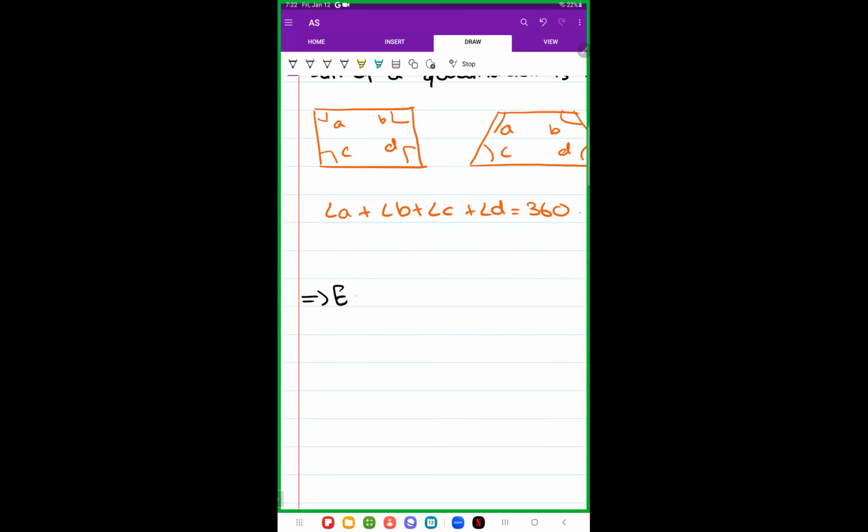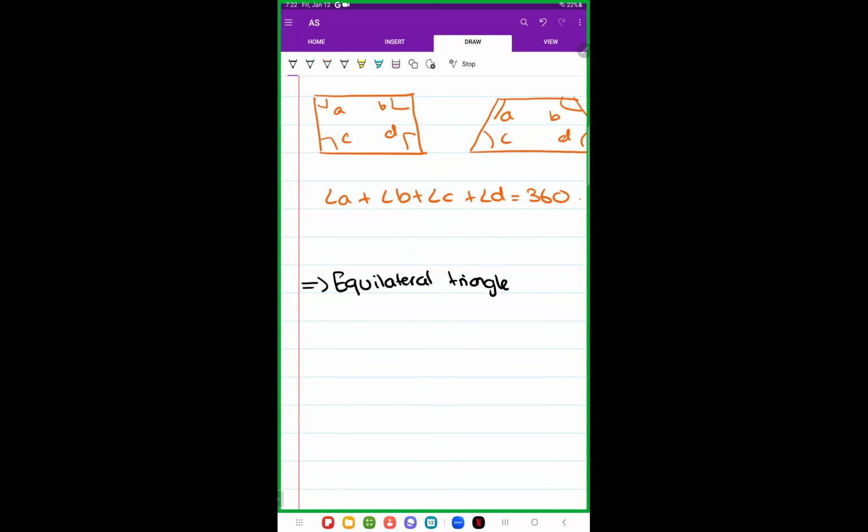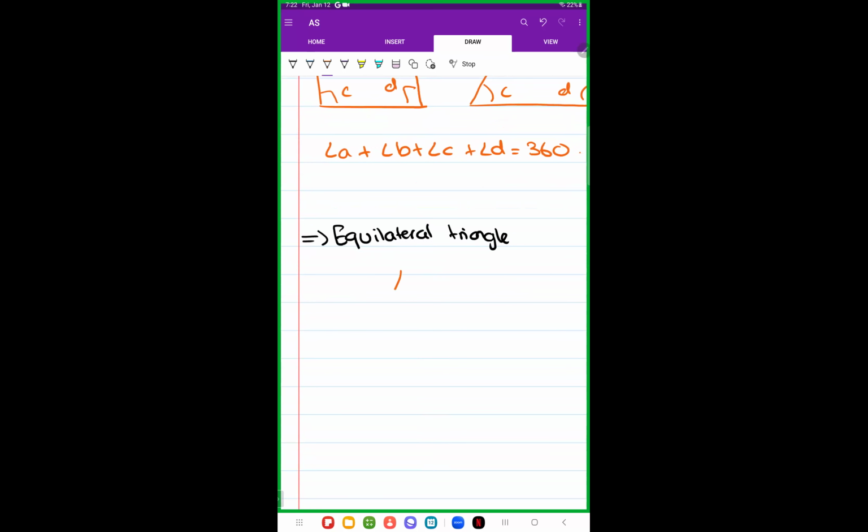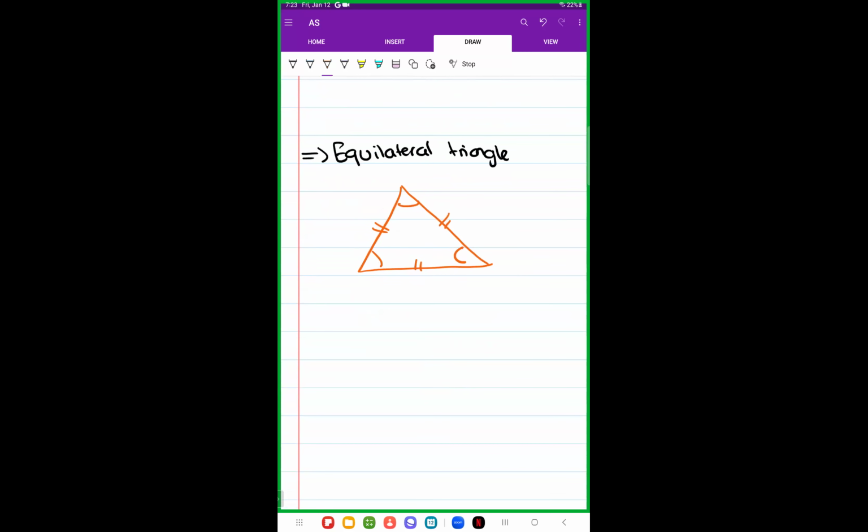Do you know what an equilateral triangle is? Yeah, a triangle with all equal sides. So if all the sides are equal, would the angles also be equal? Yes. So all these sides are equal, all these angles are equal. Is it like that always, or only for this triangle? For equilateral triangles. So if sides are equal, then angles are equal.